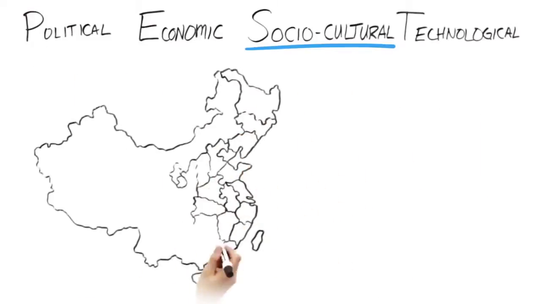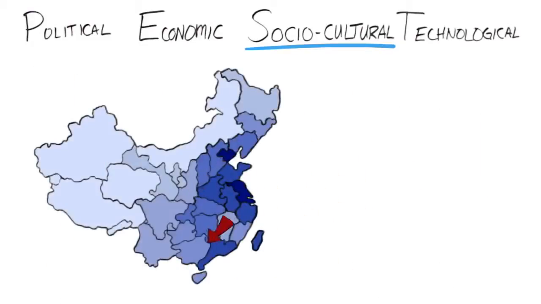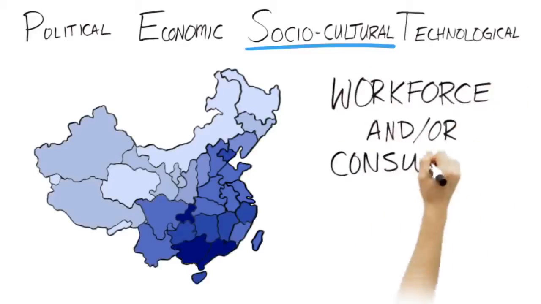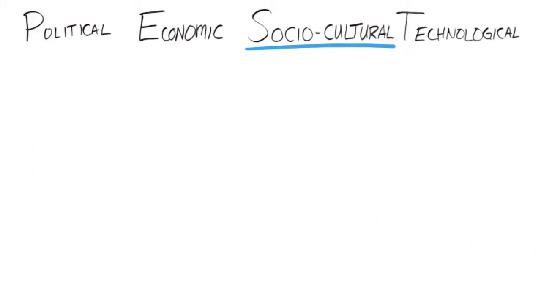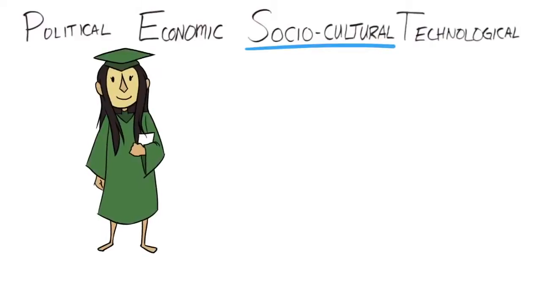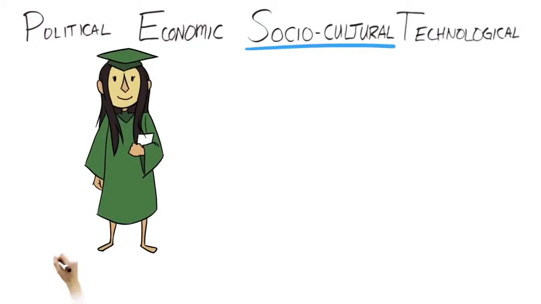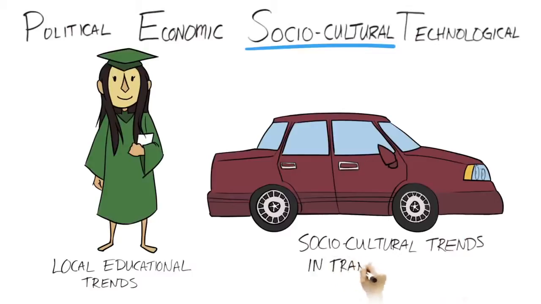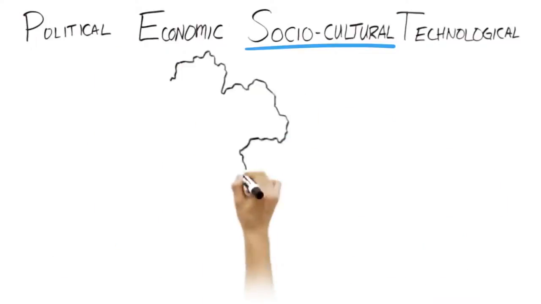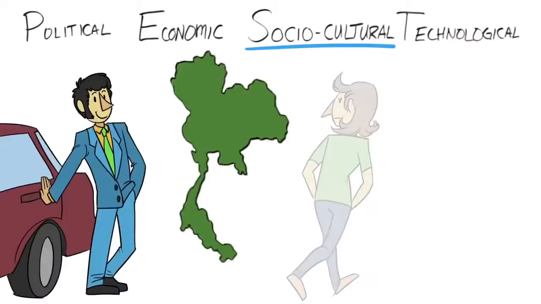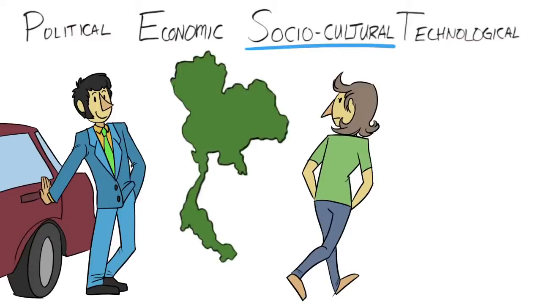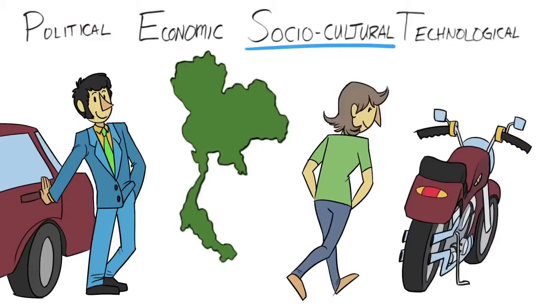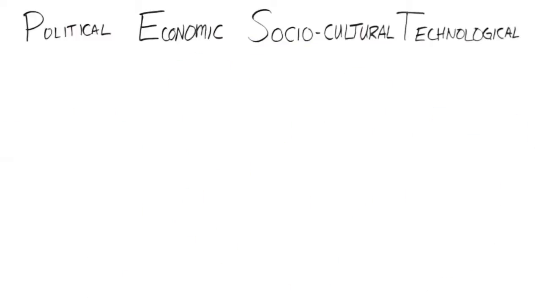Demographic trends may also be important because they indicate potential changes in the workforce and/or consumer preferences. Companies that need highly educated employees, for example, may need to pay close attention to local educational trends. Similarly, companies selling automobiles may carefully consider socio-cultural trends in transportation. Thailand may look attractive to automakers due to the population size, but an increasing focus on motorcycles may indicate low potential growth rates for automobiles.